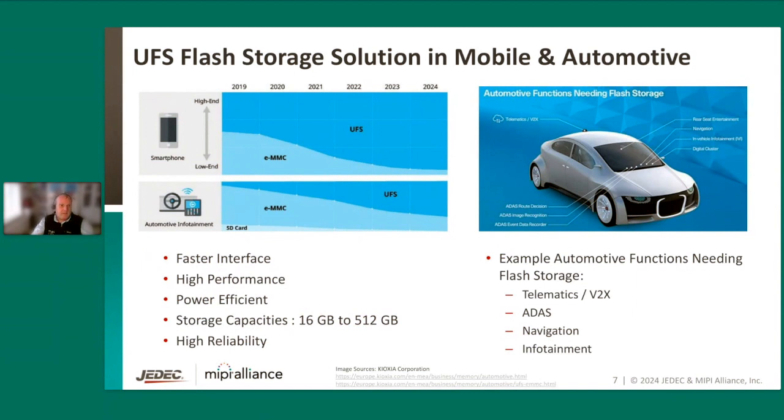Why is that? Well, obviously, this combination of specifications provides fast interfaces, high performance, and they're power efficient, supporting ever larger storage capacities with high reliability. So it provides an excellent solution for both mobile and beyond mobile applications such as automotive. And in the automotive segment, you can see the areas listed here that require flash storage solutions. So you're finding it being used in telematics, V2X, ADAS, navigation, infotainment solutions.